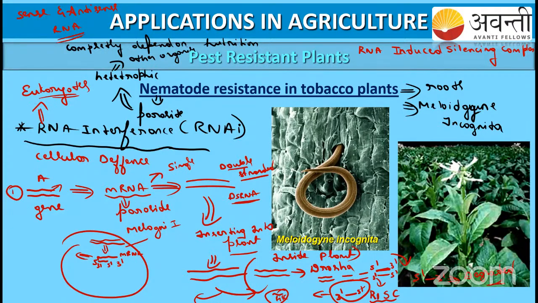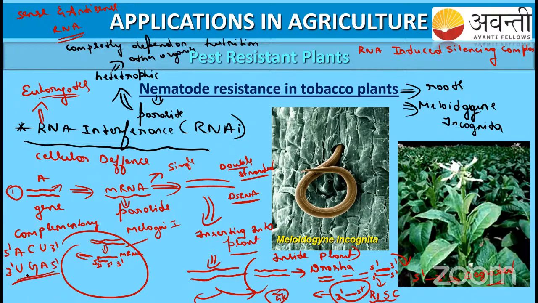So whenever the RISC complex comes along with its 3 prime to 5 prime RNA, which is complementary to the 5 prime, 3 prime mRNA, it must be complementary, right? You know what complementary is, right? Here it is having A, so in the RNA it is going to have U. Here it is having C, so it is having G. It is having U, so here it is having A, right? So it is the viral RNA, the 5 prime to 3 prime, and this is the 3 prime to 5 prime.